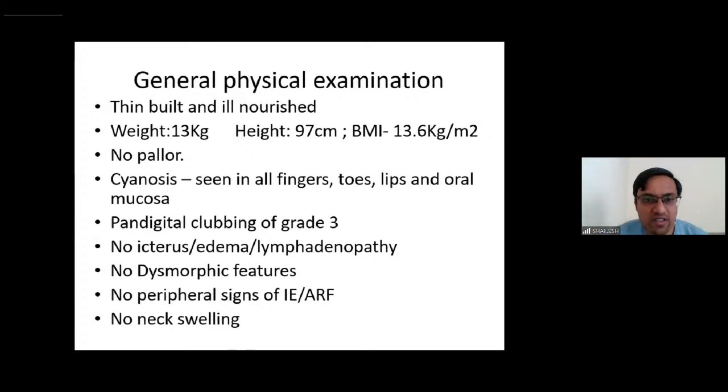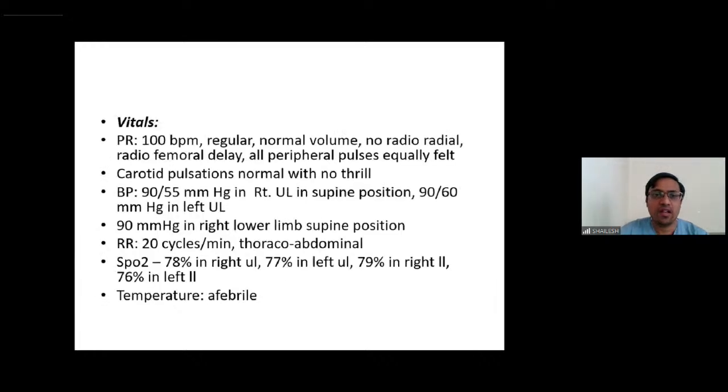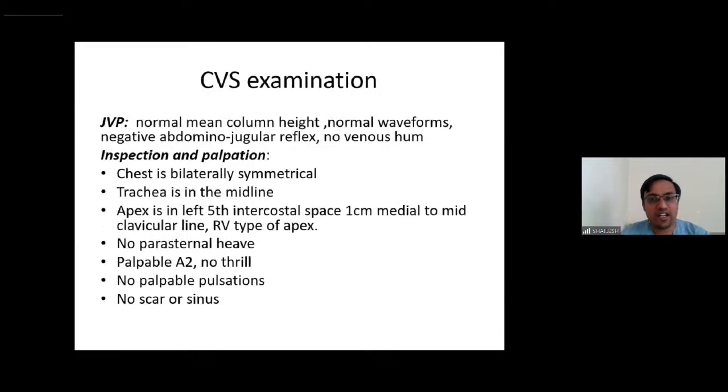To summarize, sir, a 5-year-old child, on general physical examination, thin built and ill-nourished, with presence of cyanosis and pan digital clubbing of grade 3, and on vitals, there is desaturation in all 4 limbs present even at rest, with a normal pulse and BP, and with a normal jugular venous pressure, and on inspection and palpation, almost a silent precordium, with an apex which is of RV type, and there is a palpable A2.